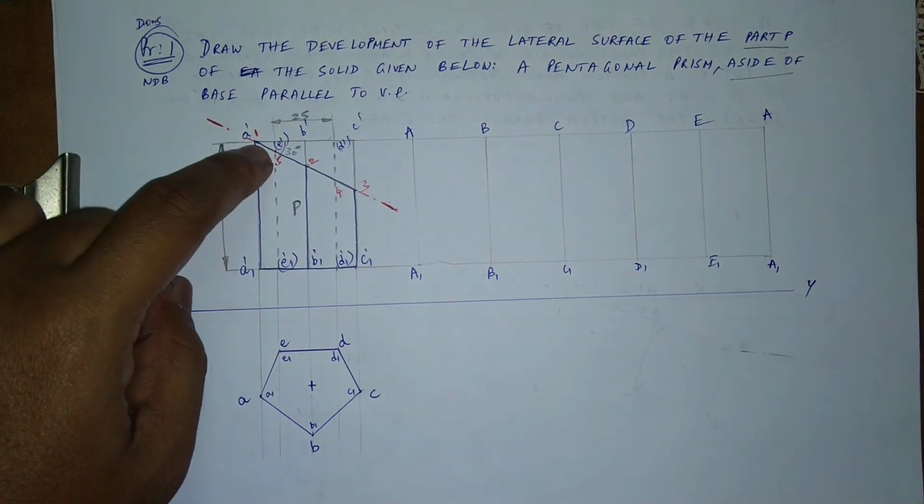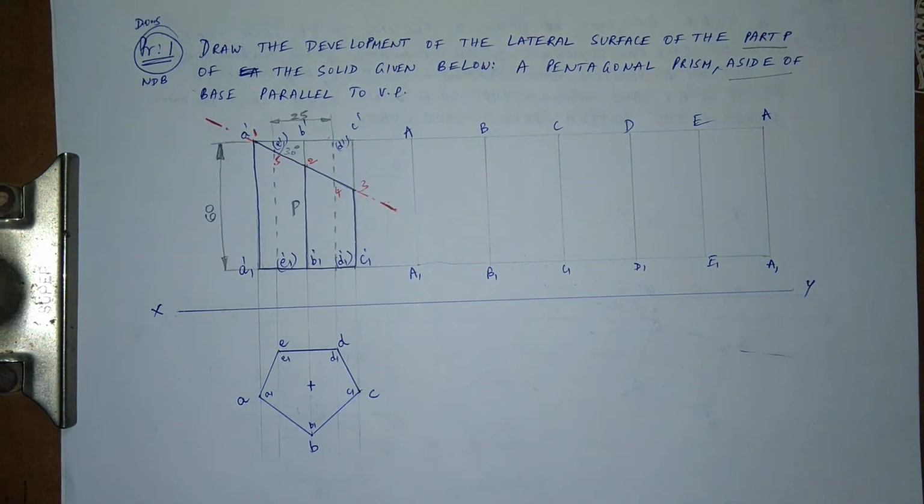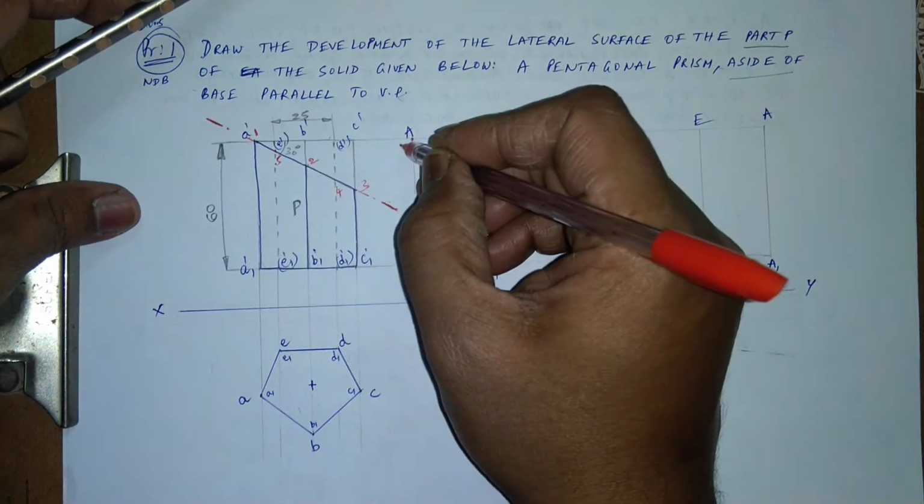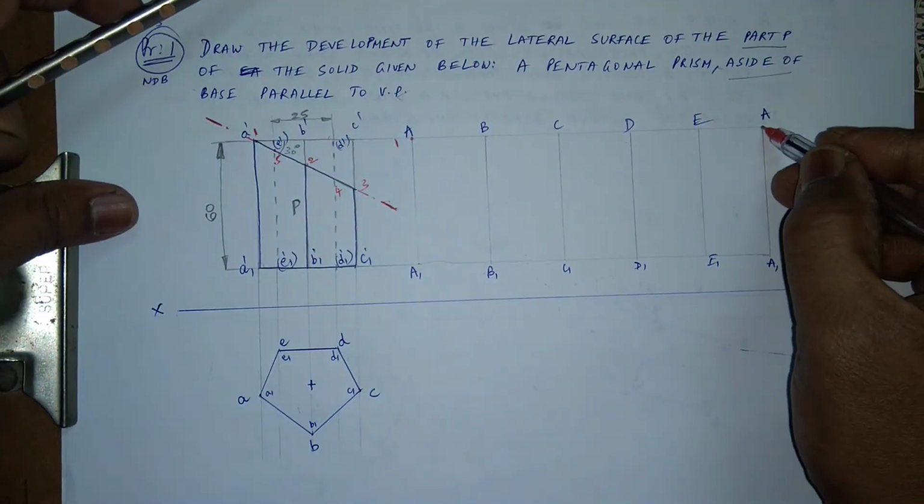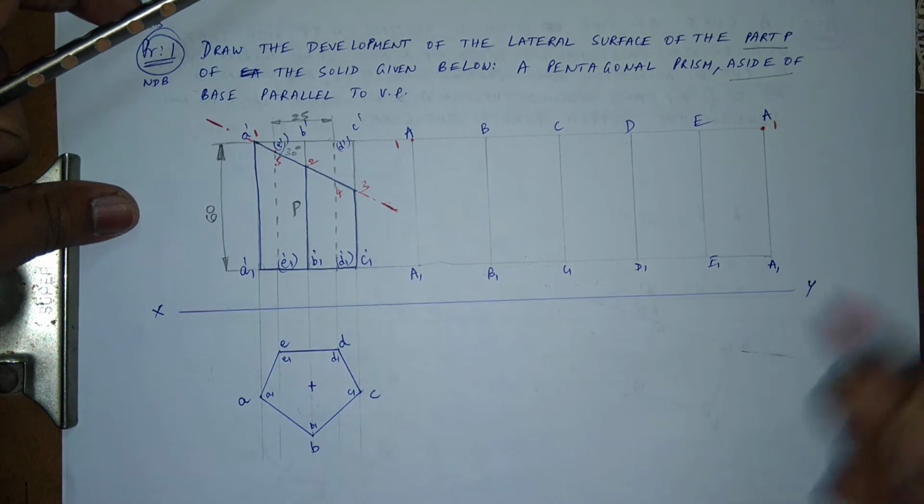So number 1 is lying on the A1 line. So straight away I can pick up a point here. This is my number 1. And then A1 is one more here. So one here and 1 there.